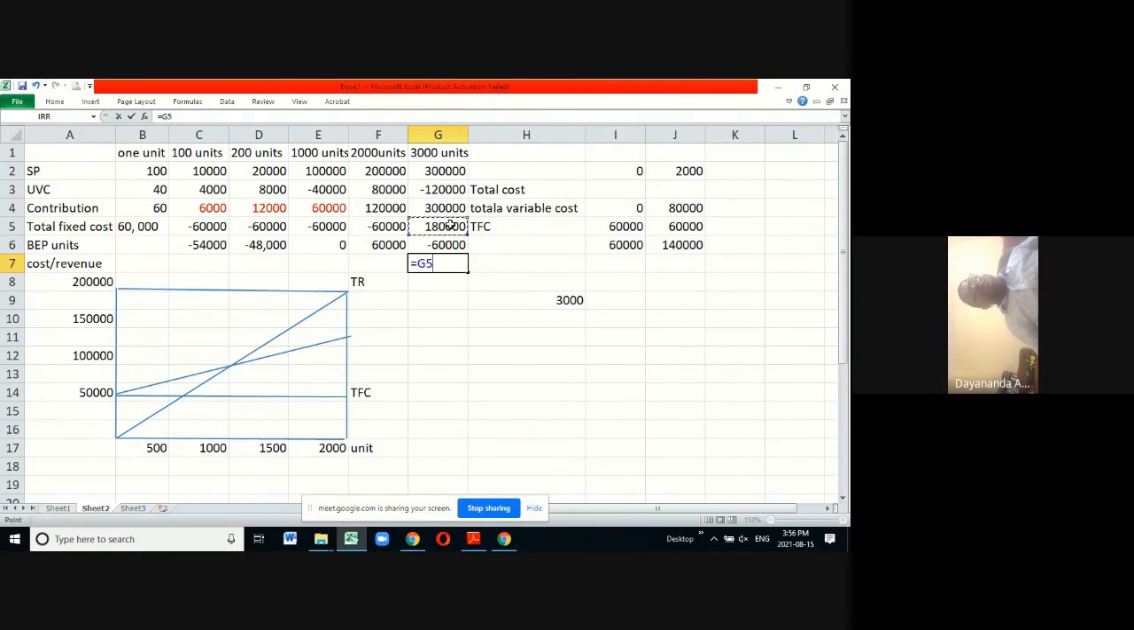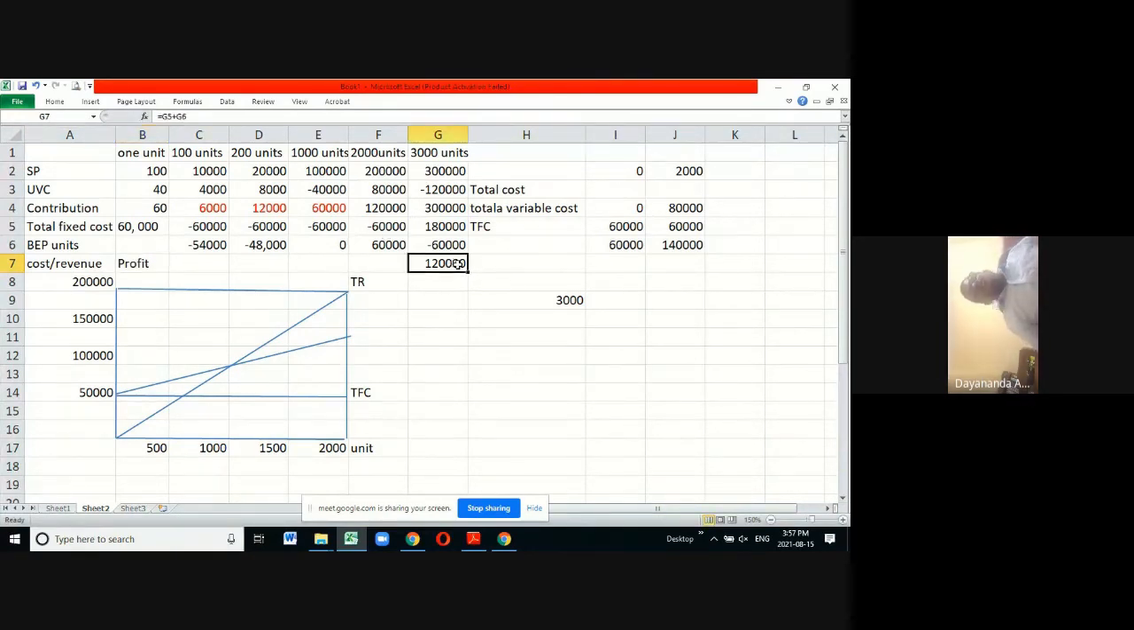Profit would be not 108,000. Profit would be how much? This plus this, no? So 120. That is profit. In our chart, the answer coming here from cost is what? Profit. Right? That's the profit.